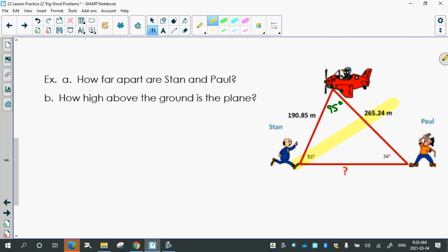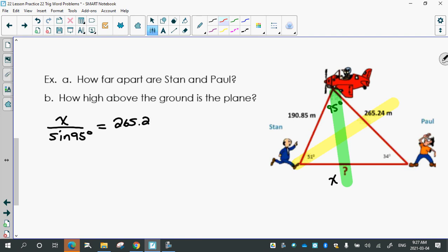Or I could have picked that one, but the other one I'm going to use is this one because I want to find this side, so I'm going to call this side X. What I'm trying to find. So X over sine 95 equals, for me, I chose the 265.24. It won't matter which pair you choose.